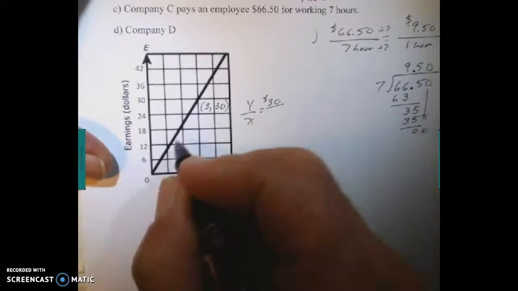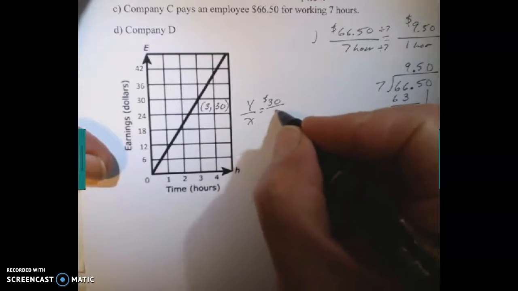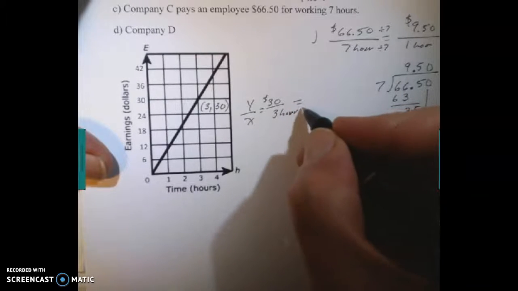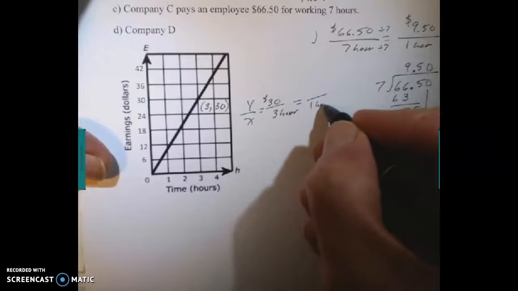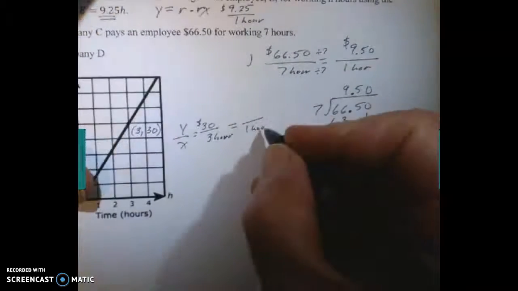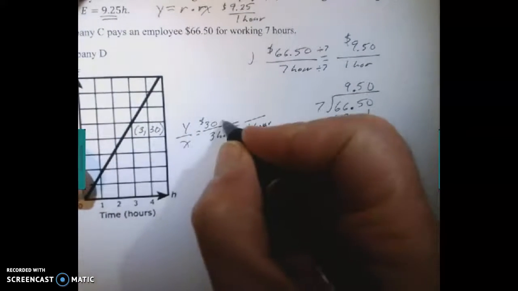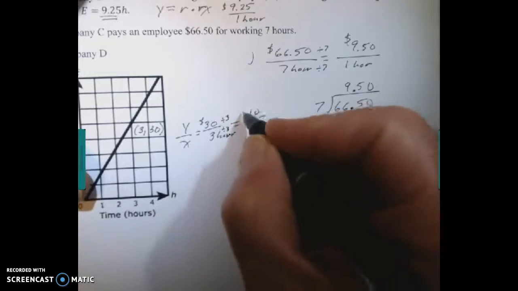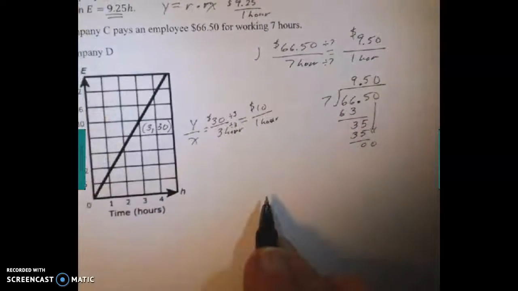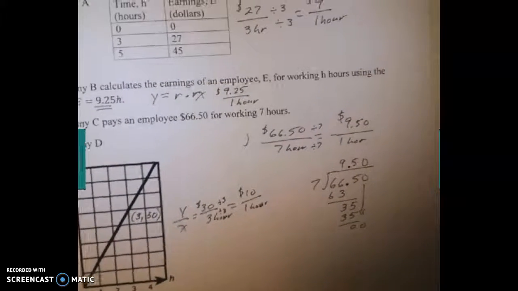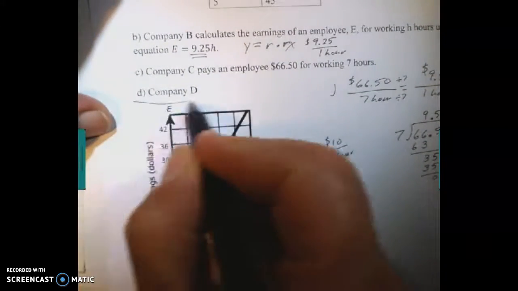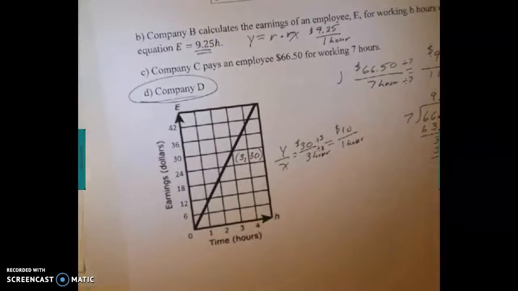And remember, your unit rate is your Y over your X, and that is $30 over 3 on the X. That is our hours. Again, make that a unit rate. Divide by 3. One hour, dividing the top by 3, dividing the bottom by 3. Yes, you get $10 for 1 hour. So the best hourly rate, you had 9, 9.25, 9.50, and 10. The company that has the highest hourly rate is Company D.